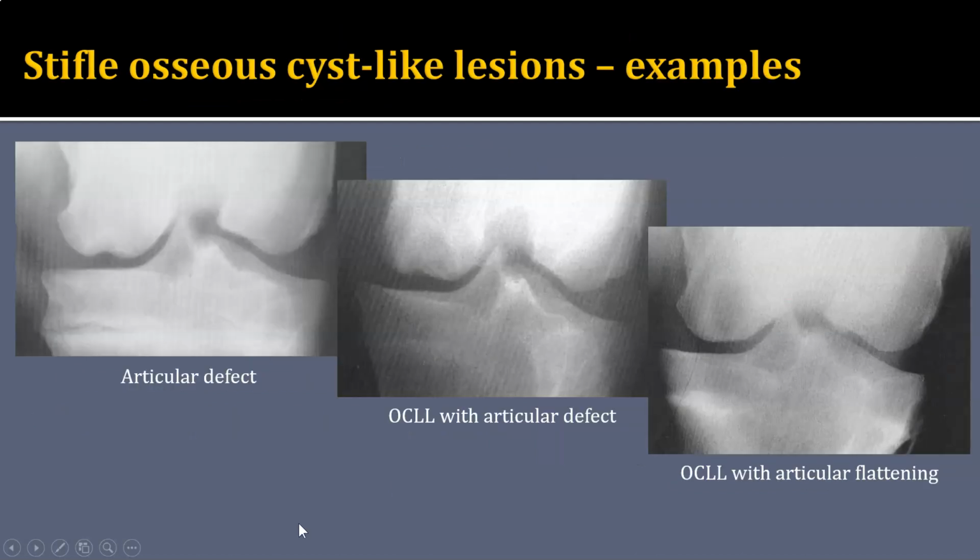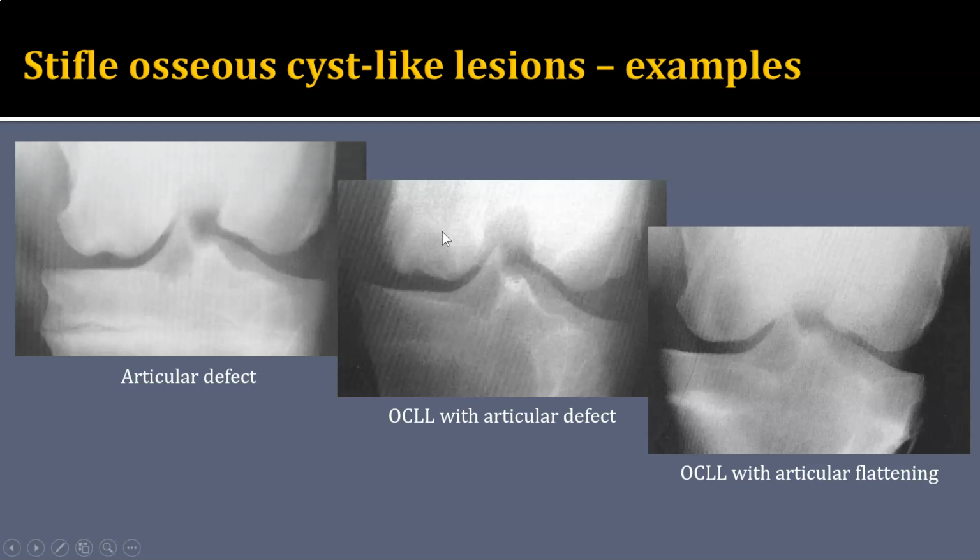This slide shows some variations on the osseous cyst-like lesions, and the osseous cyst-like lesions are going to be the easiest to identify on the caudocranial view. In this patient, there is a small concave articular defect with some subchondral sclerosis, so the bone is whiter in this medial condyle than in this lateral condyle. Again, I know medial because we're that taller medial tubercle of the intercondylar eminence.